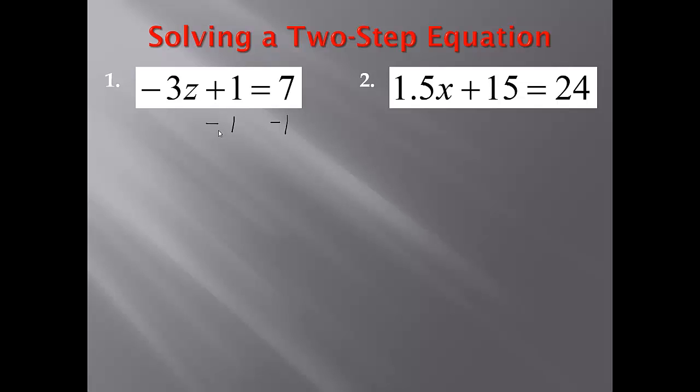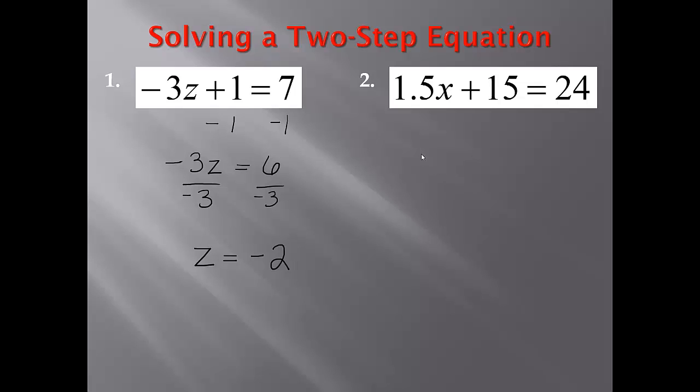Plus 1 minus 1 would be 0. So we have negative 3z on the left-hand side, and 7 minus 1 is 6, so we have 6 on the right-hand side. Now we are multiplying negative 3 times z, and the opposite of multiplication is division. So we're going to divide both sides by negative 3. Negative 3 divided by negative 3 is 1, so I just have z on the left-hand side, and that would be equal to 6 divided by negative 3, which is negative 2. So z equals negative 2.